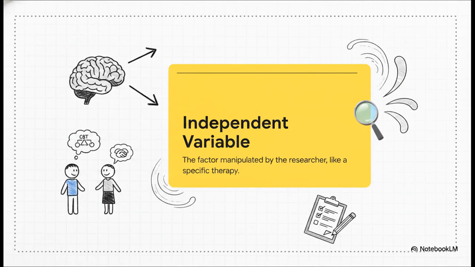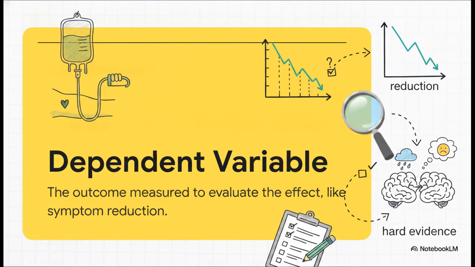Enter the independent variable, or the IV. You can think of the IV as our primary suspect in this detective case. It's the specific factor that we are manipulating. In our running example, the independent variable is your new sleep therapy, being compared against, say, a standard relaxation technique. Now, the crucial point is this.